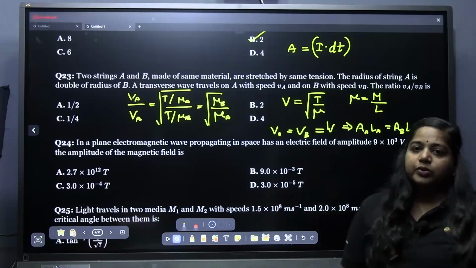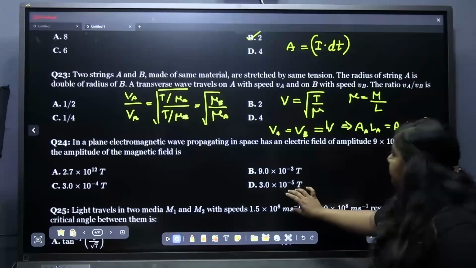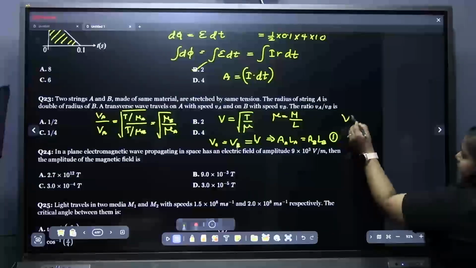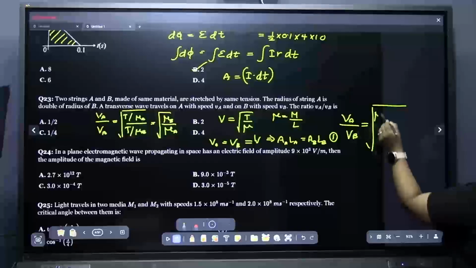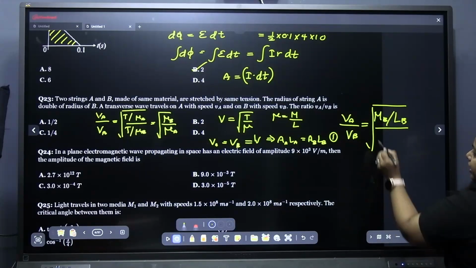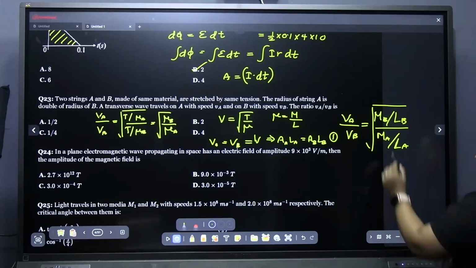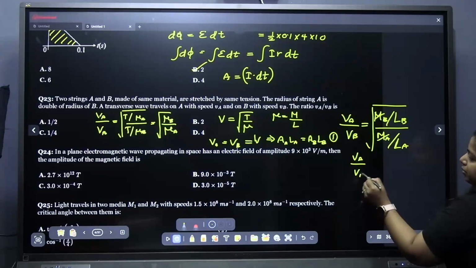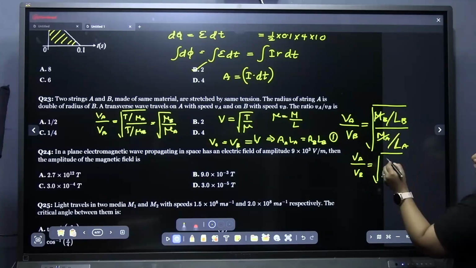Now mu, I told you, it is mass per unit length. So I am going to write VA by VB as root of MB by LB divided by MA by LA. Mass is same for both, so it will get cancelled. So VA by VB will be under root of LA by LB.